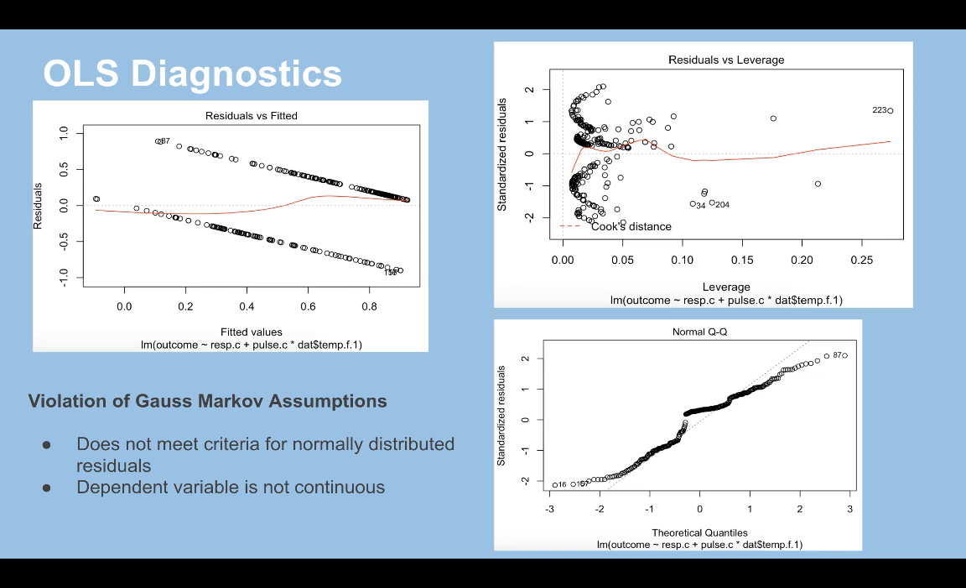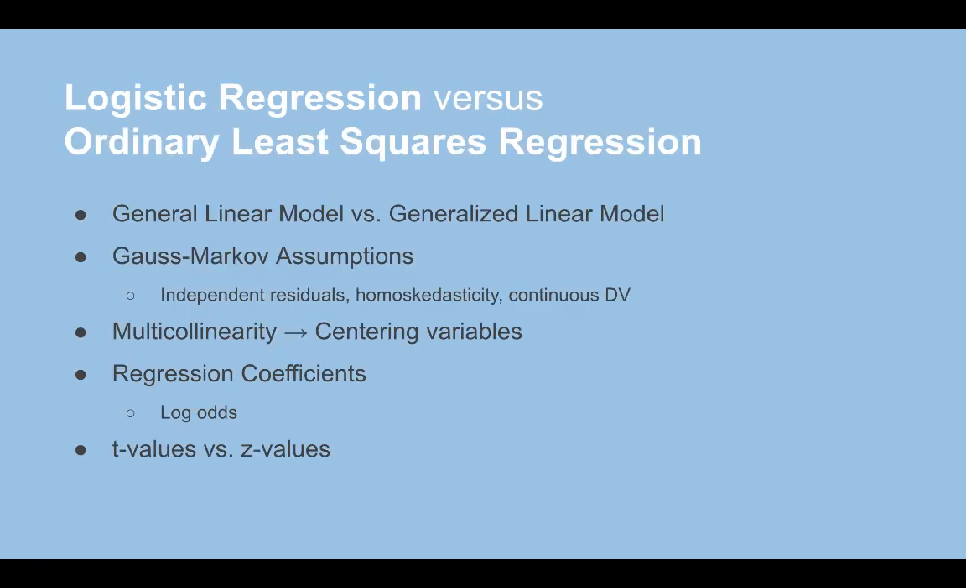So because of this, we need to use a model that allows us to deviate from Gaussian normal assumptions, such as logistic regression. And so to compare these two models a little more explicitly, first, we can talk about the general linear model versus the generalized linear model. So the generalized linear model allows us to go beyond OLS and beyond these assumptions. So the Gauss-Markov assumptions, aside from independent residuals, we should not have in logistic regression residuals that correlate with our outcome variable, but we will have heteroscedasticity, and we obviously do not have a continuous dependent variable or normal distribution.